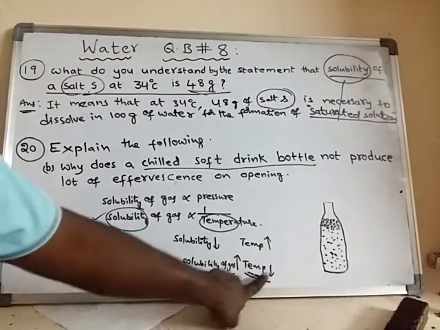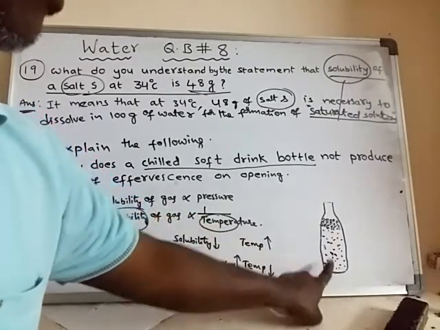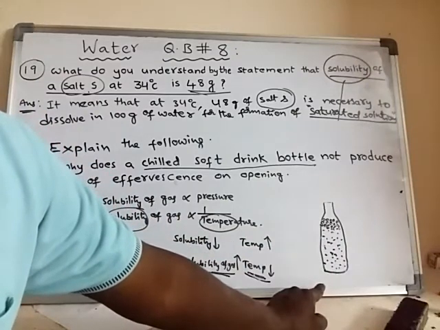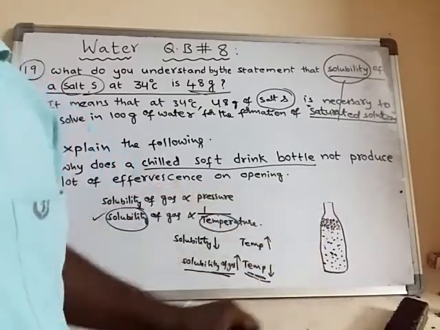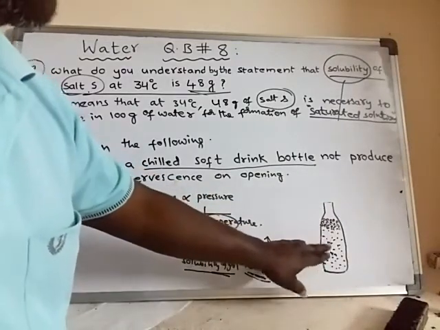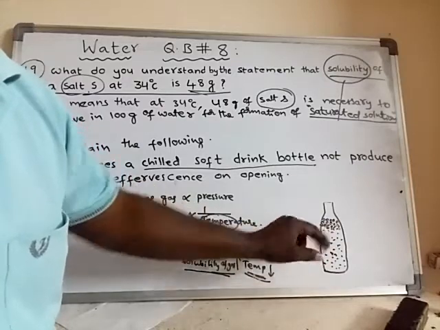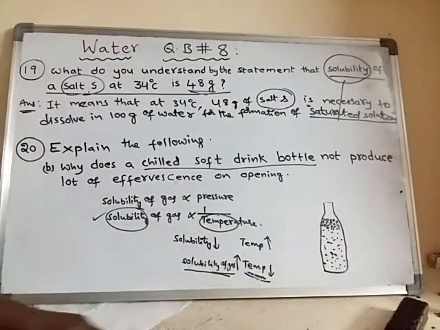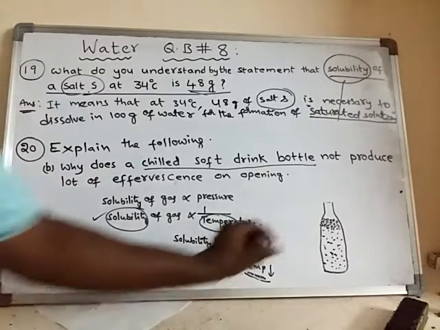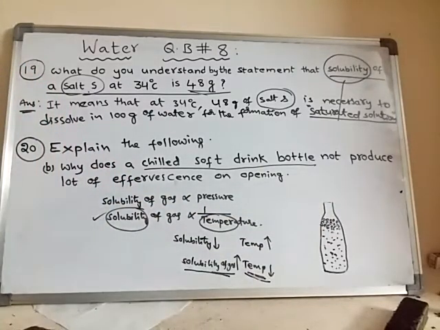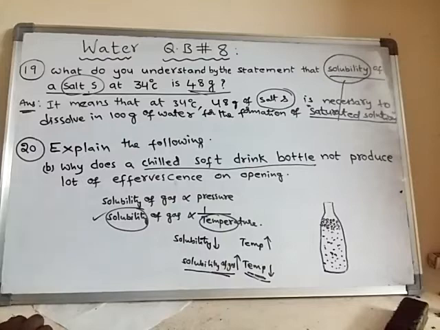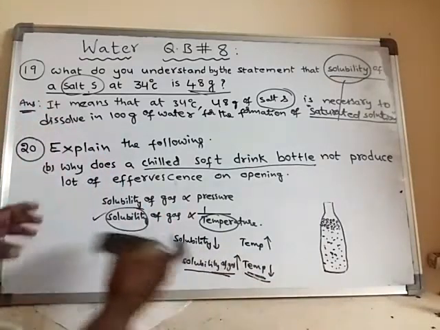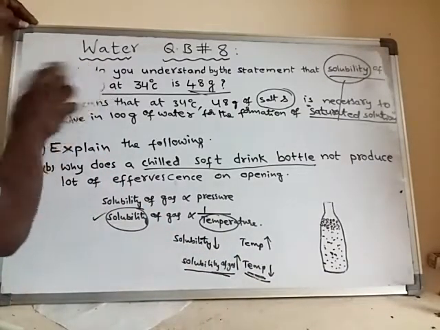Because of low temperature, the carbon dioxide wants to be in dissolved form rather than undissolved form. That means dissolved carbon dioxide cannot come out from the solution in the form of bubbles. Only a very little amount of carbon dioxide will form bubbles, and that too very slowly. So that is the reason. Okay, right. So that is about the 20th question. Now we will learn about the 21st question.